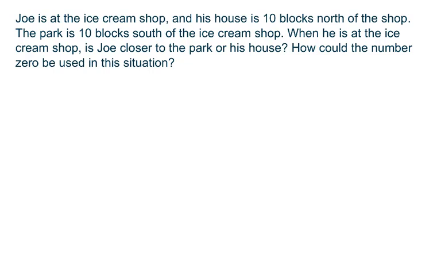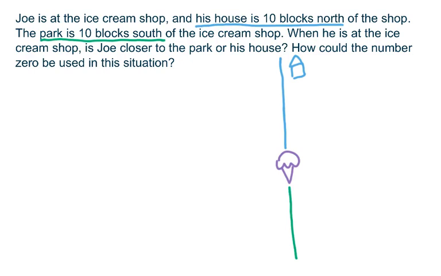Okay, let's start by drawing the ice cream shop. So our ice cream shop is somewhere in the middle. So here's our little ice cream. And we know that his house is 10 blocks north because our scenario told us. So we are going to draw a line going from the ice cream cone straight up to Joe's house. Next, it says that the park is 10 blocks south. So from our ice cream cone, we're going to draw a line going down to the park.